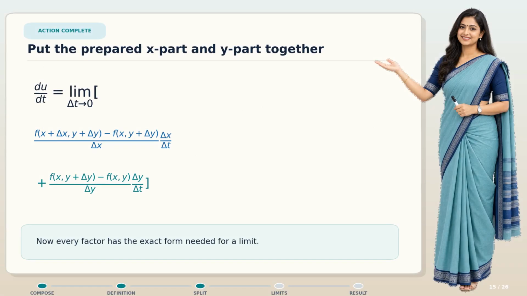Put the two prepared pieces together. We now have four factors. The first is an x difference quotient. The second is the rate of change of x with respect to t. The third is a y difference quotient. The fourth is the rate of change of y with respect to t. Now the expression is ready for the limit.